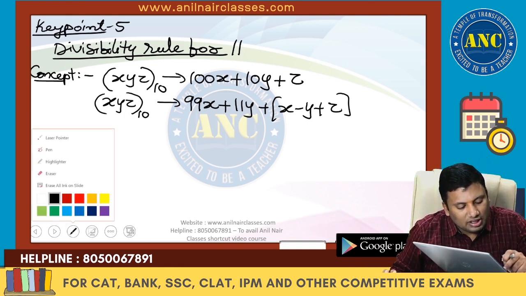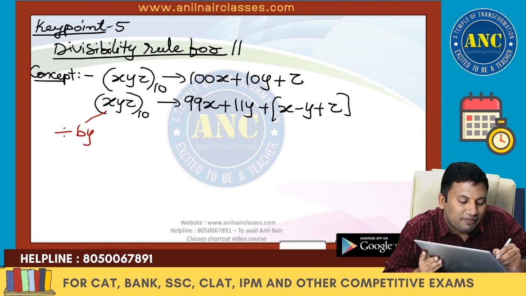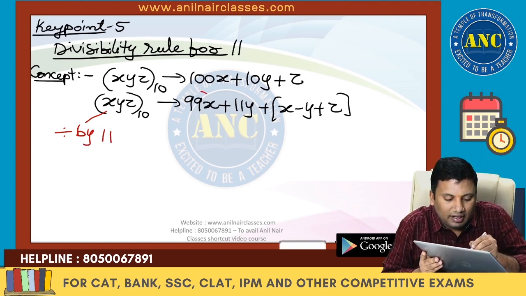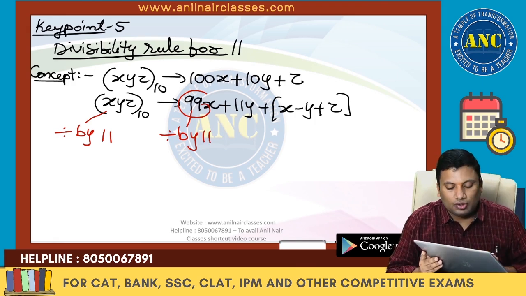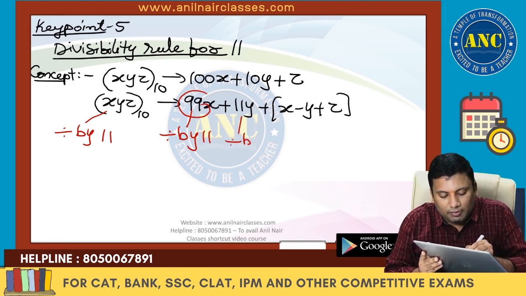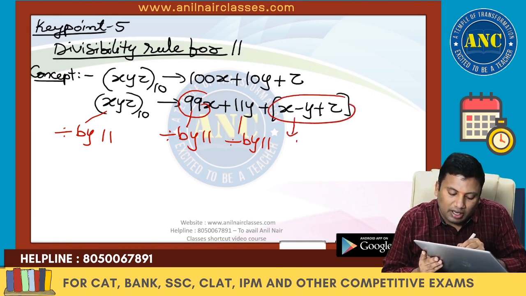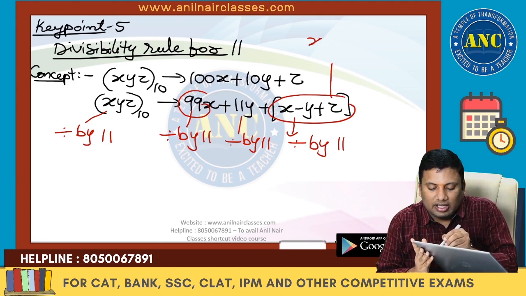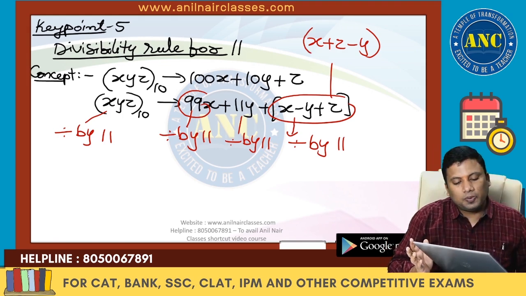Now if you see carefully, if xyz in base system 10 is divisible by 11, 99 is divisible by 11, which is 9 into 11. This also is divisible by 11. So x minus y plus z should be divisible by 11. In other words, it is nothing but x plus z minus y.